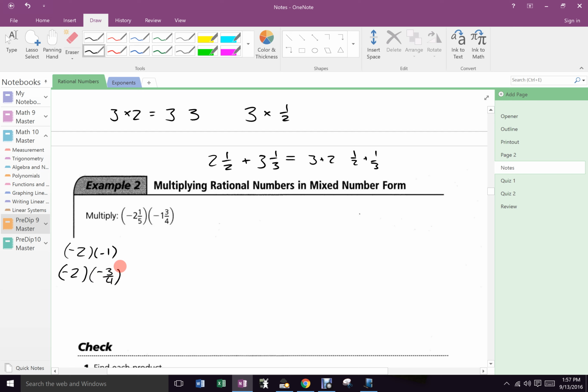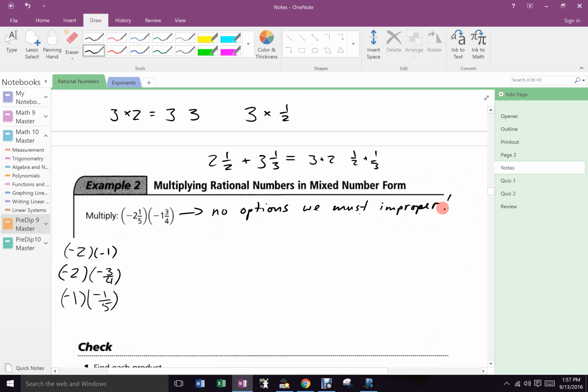3/4. And it's also -1 times what? -1/5. So you can't do it because the 2 has to multiply by both parts. Does everybody understand? Yes. So when we're doing this, we have no options. We must make it improper.